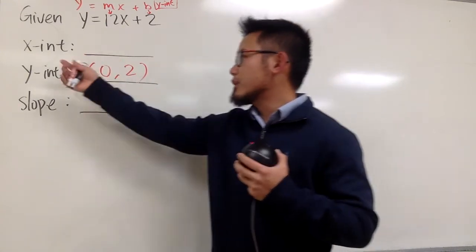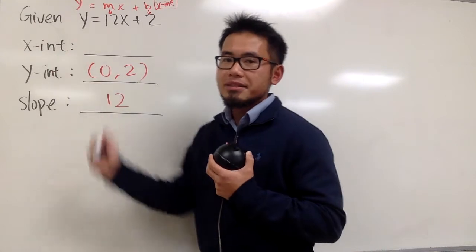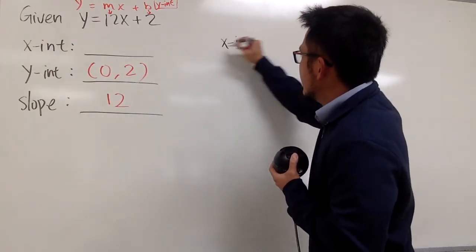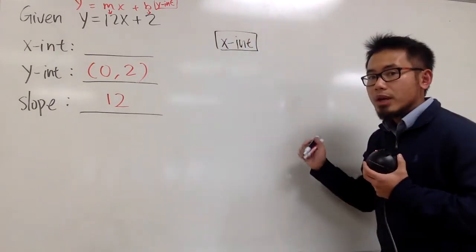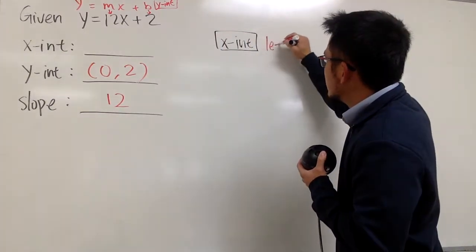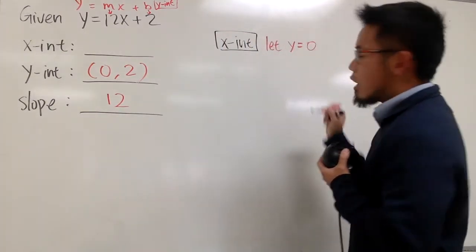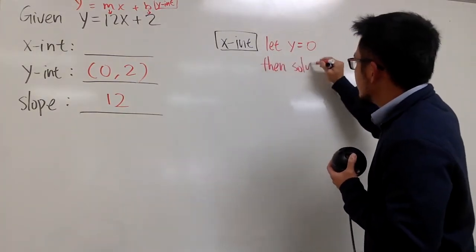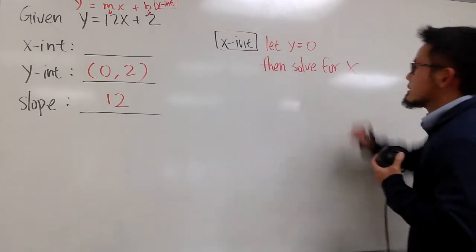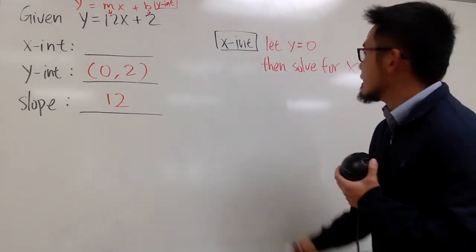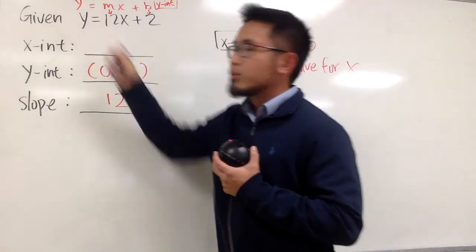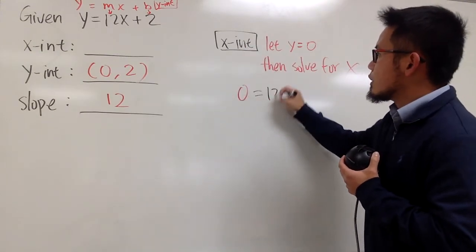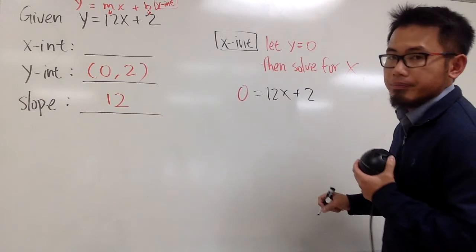And finally, we just have to actually work this out for the x-intercept, so let's do it right here. So as a reminder, this is how we do the x-intercept. What we are going to do is, we are going to let y equal to 0, and then solve for x. And now we can just go ahead and do that. Plugging 0 into y right here, so we will have 0 equal to 12x plus 2.